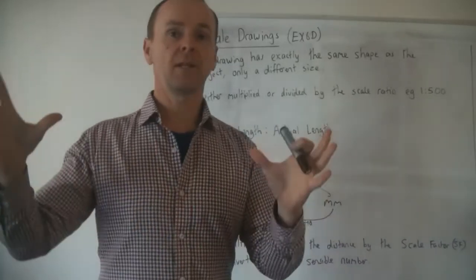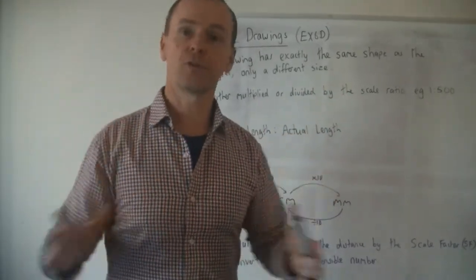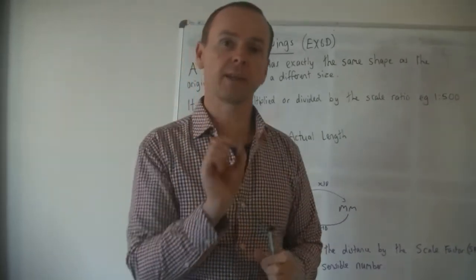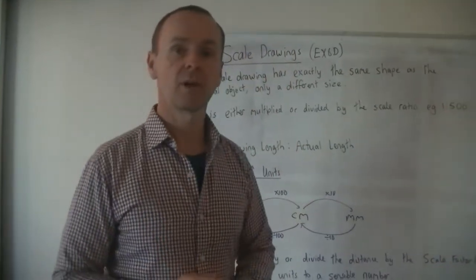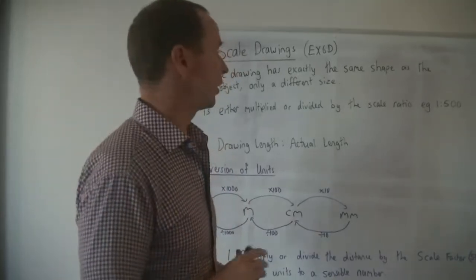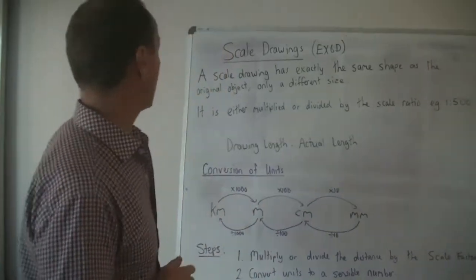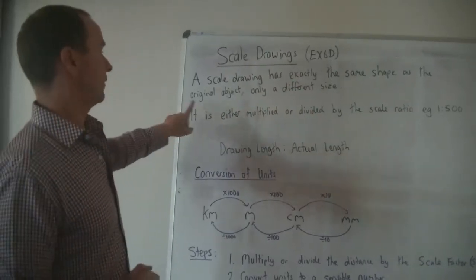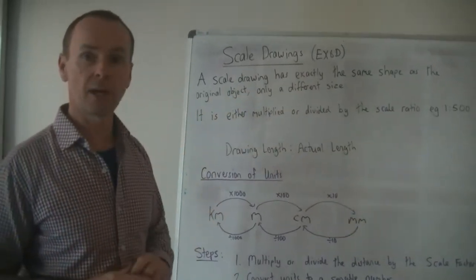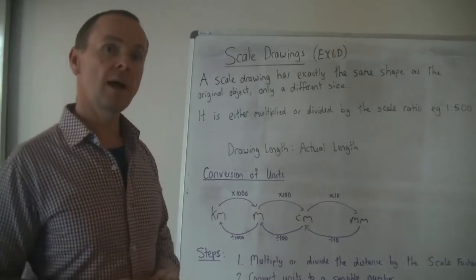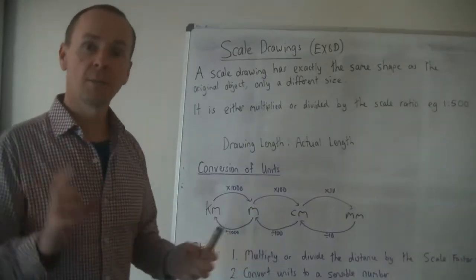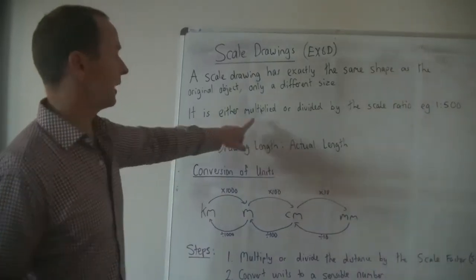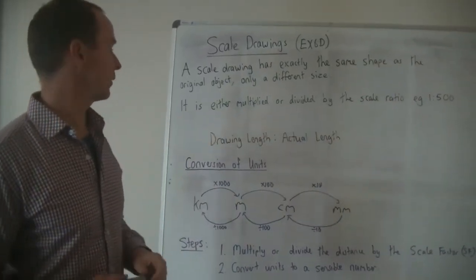So it might be like 1/20th the size of a real car. The picture might be 1/20th the size, or a model might be. You might have seen that on TV and stuff. So that's your scale ratio, 1:20. So a scale drawing has exactly the same shape as the original object, but it's got a different size. So all the dimensions are reduced or increased by the scale factor or the scale ratio. So I've just said there it's either multiplied or divided by the scale ratio.